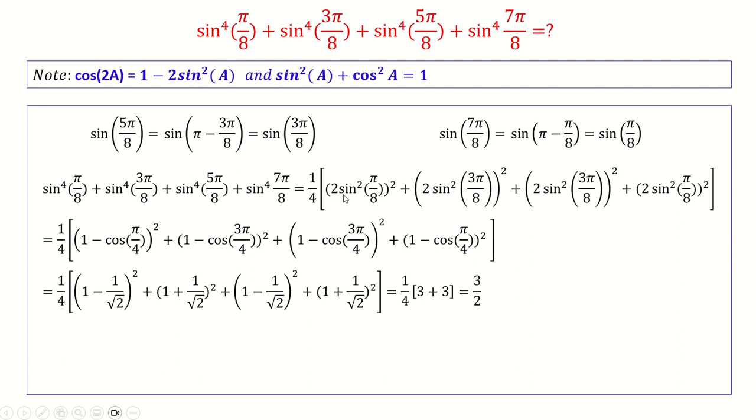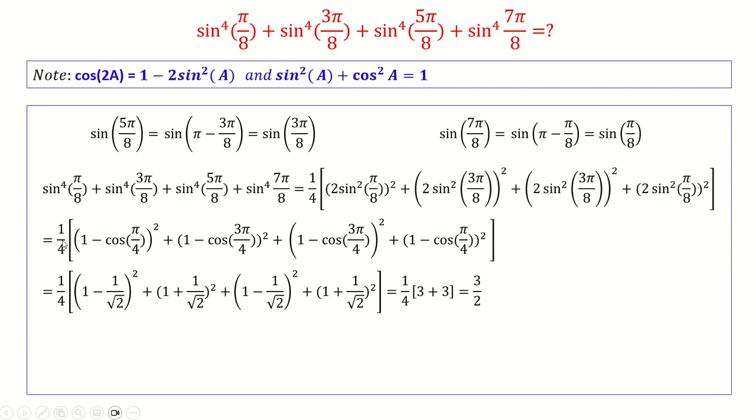2 square is 4, right? So I'm rewriting it as 2 sine square pi by 8 whole square plus 2 sine square 3 pi by 8 whole square plus 2 sine square 3 pi by 8 whole square plus 2 sine square pi by 8 whole square. Okay, rewriting. First two and last two are same basically.